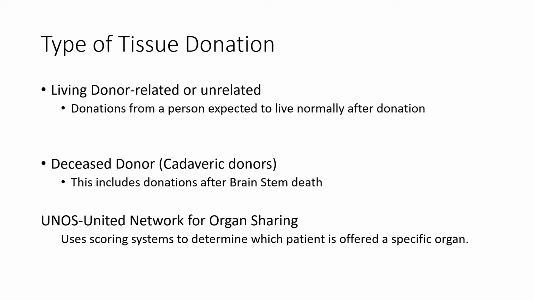So, types of tissue donation. We have living donor, which is related or unrelated, and donations are from a person expected to live normally after the donation. The most common ones that you hear are people that are healthy and have 2 beautifully working kidneys, and they donate a kidney to a relative or on behalf of a relative. Maybe we set up a multiple donor situation and everybody kind of trades kidneys. The thing about this is that the person is expected to live normally after the donation.